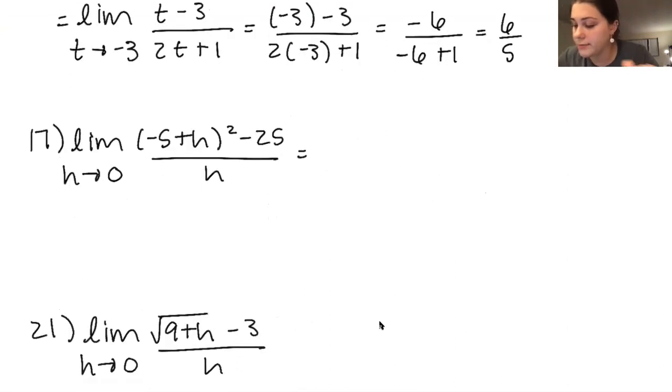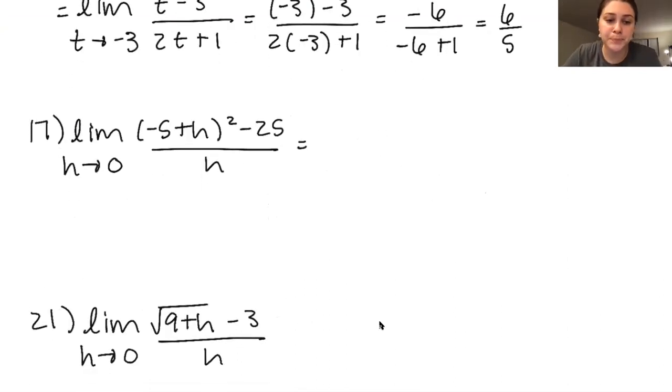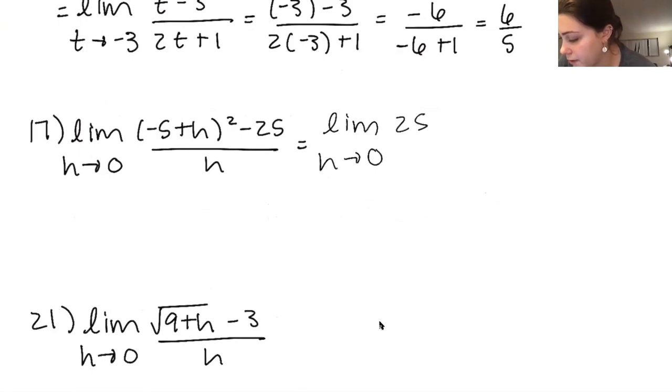So number 17 is another similar problem. Now what we're going to do rather than factoring is we're going to FOIL out, we're going to expand. So we get the limit as h tends to 0 of 25 plus h squared minus 10h minus 25. So I'm going to double check that.